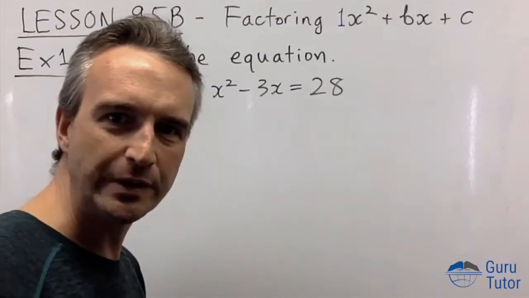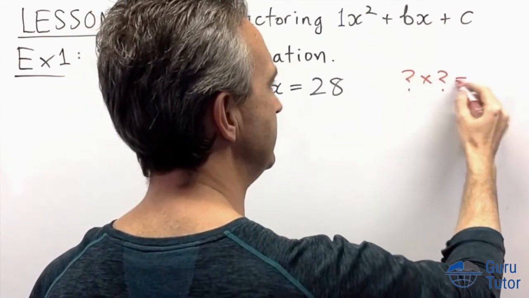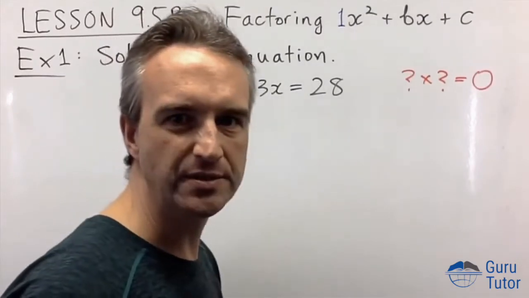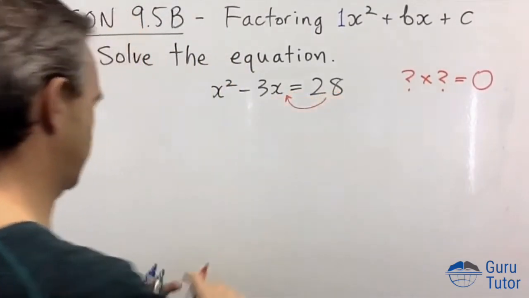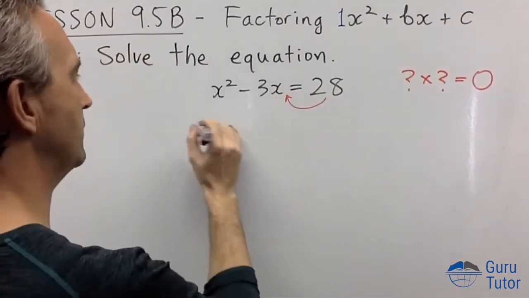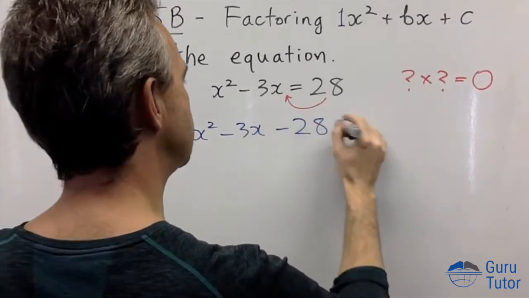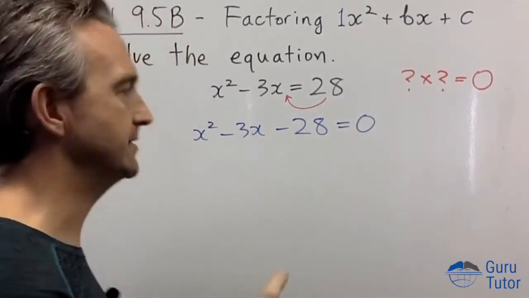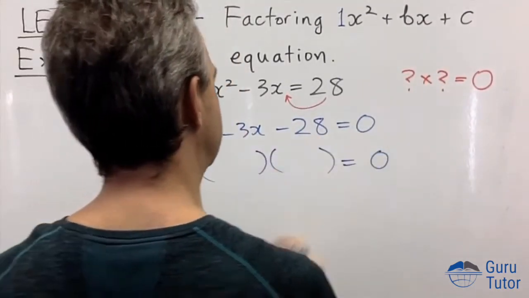So last lesson we had one of these and we ended up using our good old trusty zero product property. Oh, we have a problem here. We don't have a 0. That's no problem. All we're going to do is just move this 28 over to that side. Let's do that. Move it over. X squared minus 3x minus 28 equals 0. And now, like we had last lesson, we have it equal to 0. Now we just have to factor this.